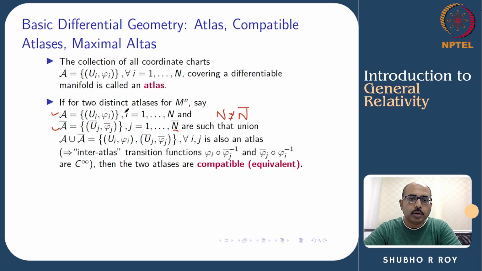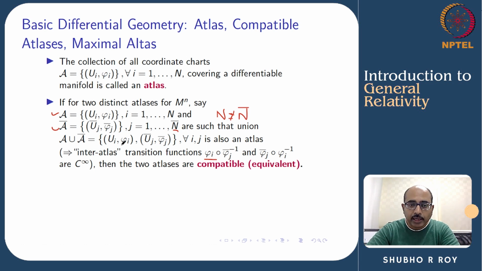Okay. Now, for two such different atlases, if the union, A union A bar, which is the set of coordinate charts from both atlases, is also an atlas, then the two atlases are said to be compatible. Now, what do I mean by the union being an atlas? That means the inter-chart transition functions are actually C infinity. So as you can see, phi_i of phi_j bar inverse and phi_j bar of phi_i inverse. These are inter-atlas transition functions.